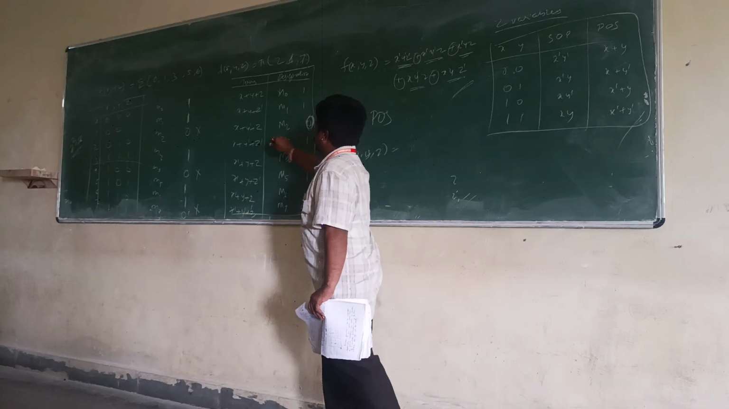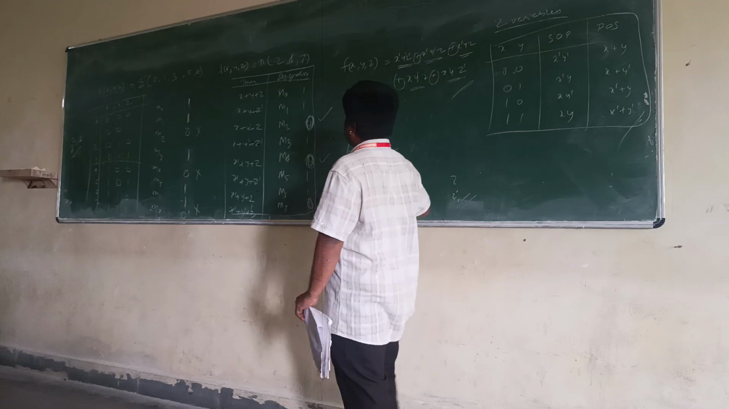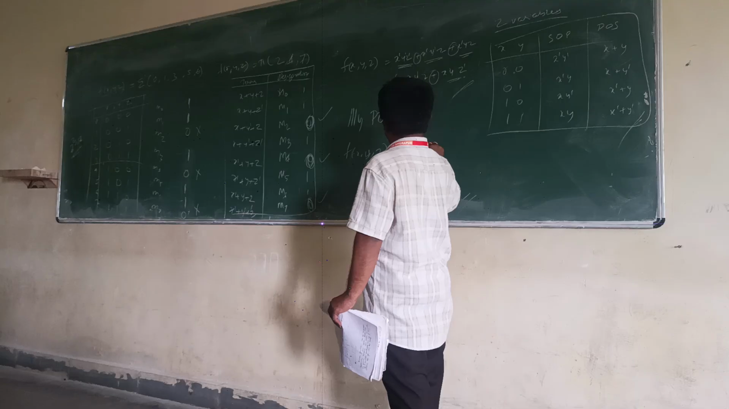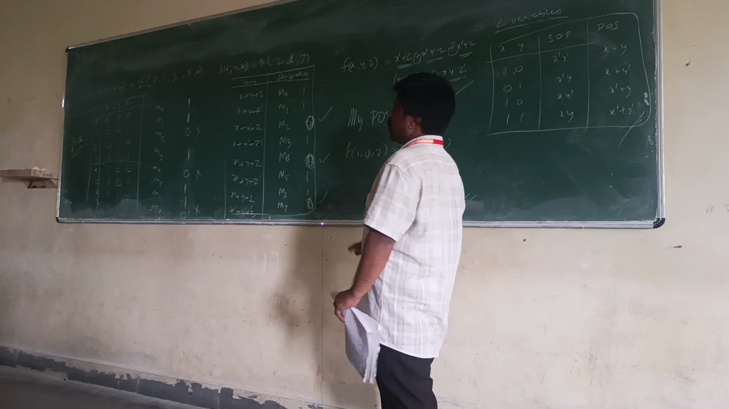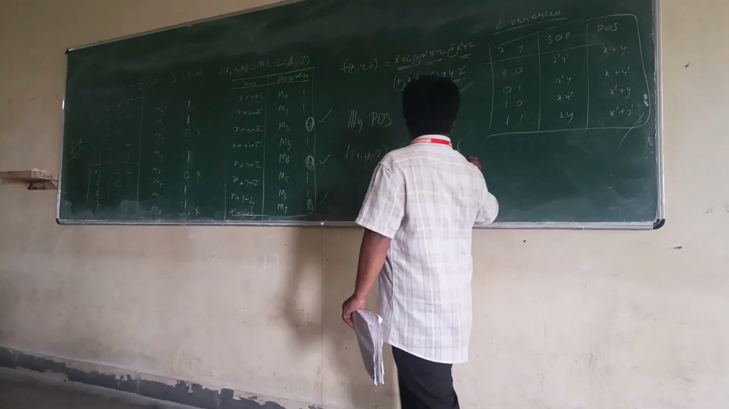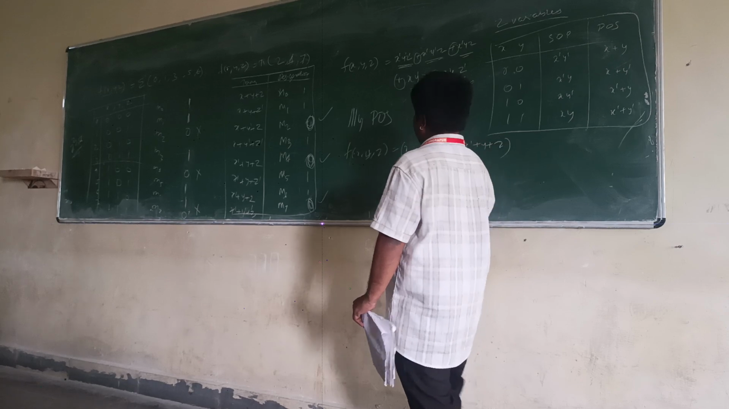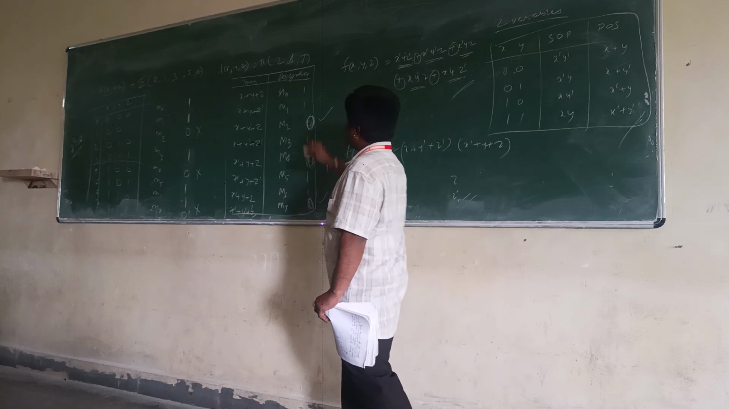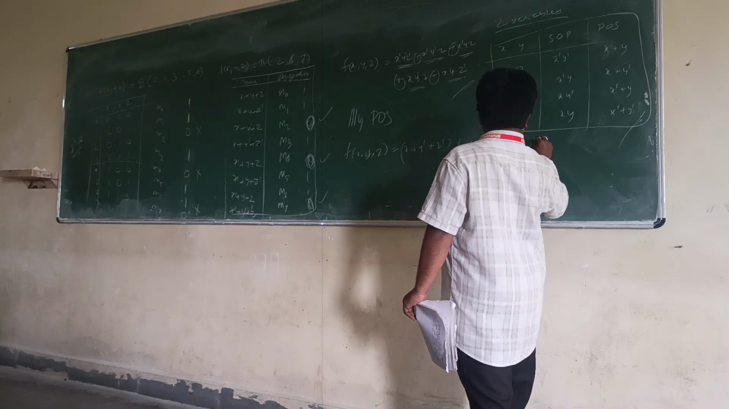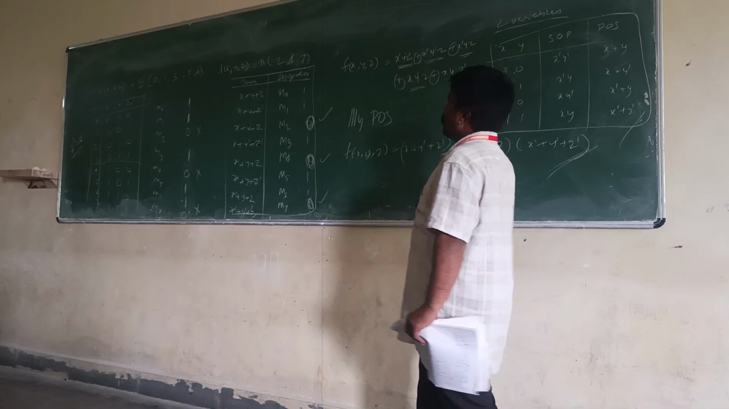Wherever you find zero, write it as a term: first term, second term, third term. The first term of the POS form is x plus y bar plus z bar. The next term is x bar plus y plus z, that is the second term. The next term is x bar plus y bar plus z bar. These are the three terms included in the POS form.